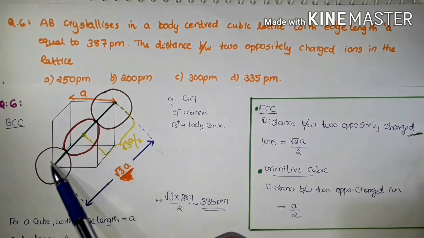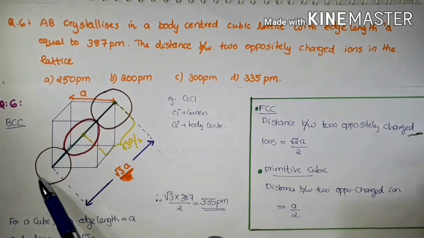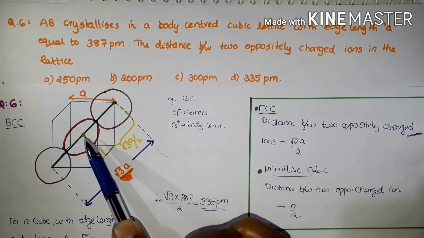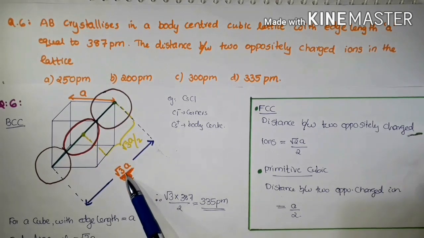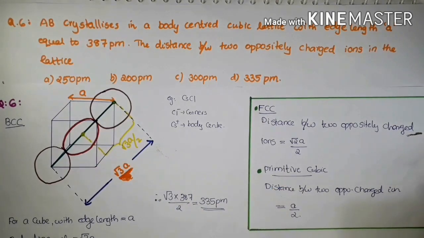Draw a body diagonal like this. If the edge length of the cube is a, then the body diagonal is root 3a. We want to measure the exact half of this body diagonal, that is root 3a by 2. Therefore, the distance between two closely packed oppositely charged spheres is root 3a by 2. Therefore, root 3 into 387 picometer by 2. Answer is 335 picometer. Option D is the answer.